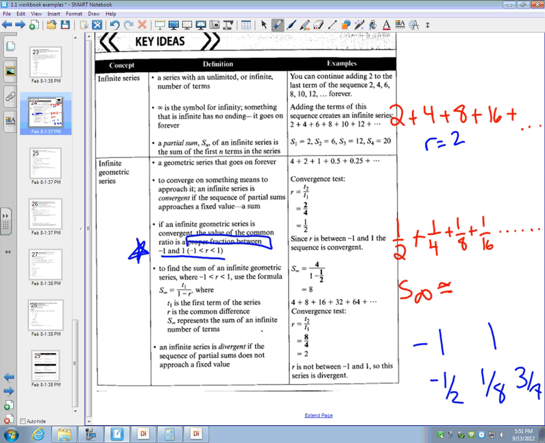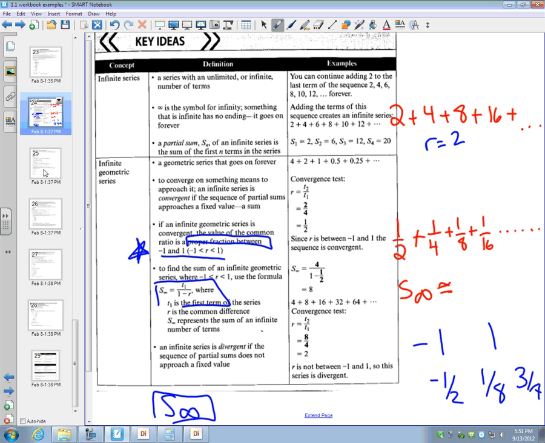To find the sum, we're going to use this formula. That means S infinity, the infinite sum. If I made this geometric series go on forever and added it up, this is my answer, S infinity. It equals term 1 divided by 1 minus r. Are we ready? I think we're ready.